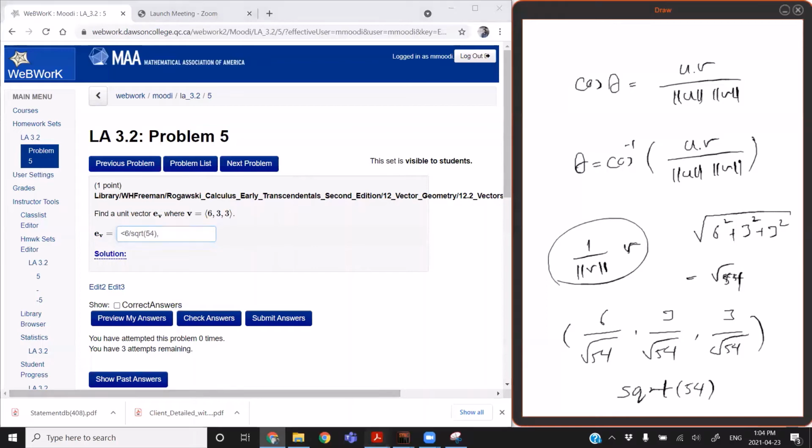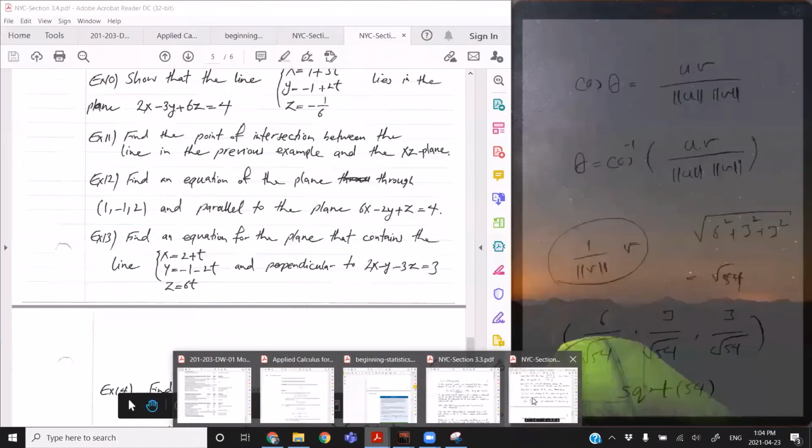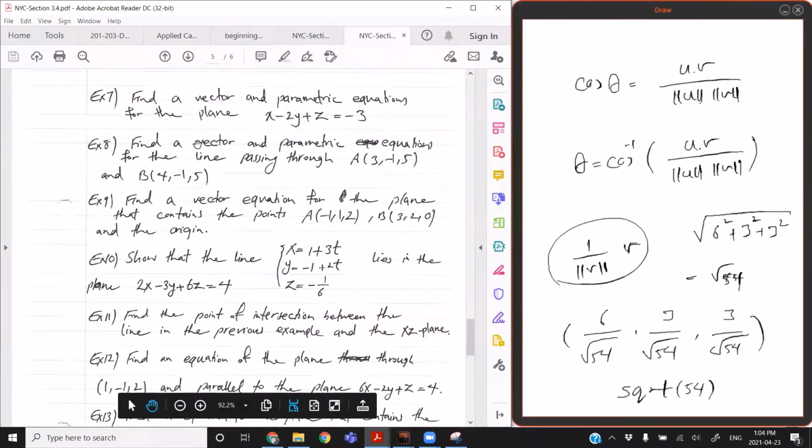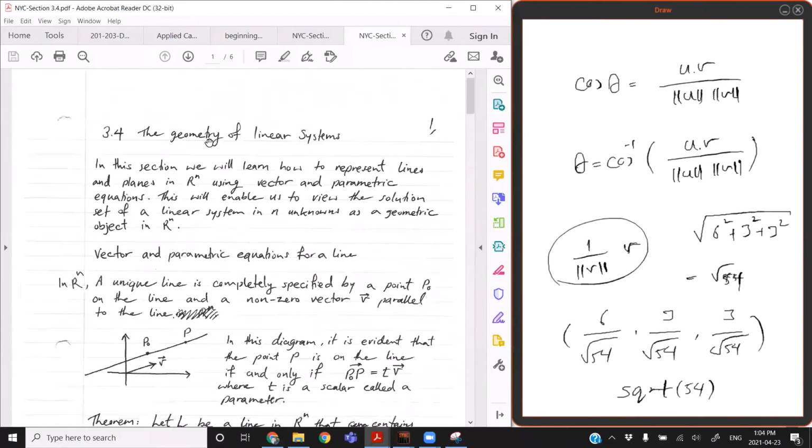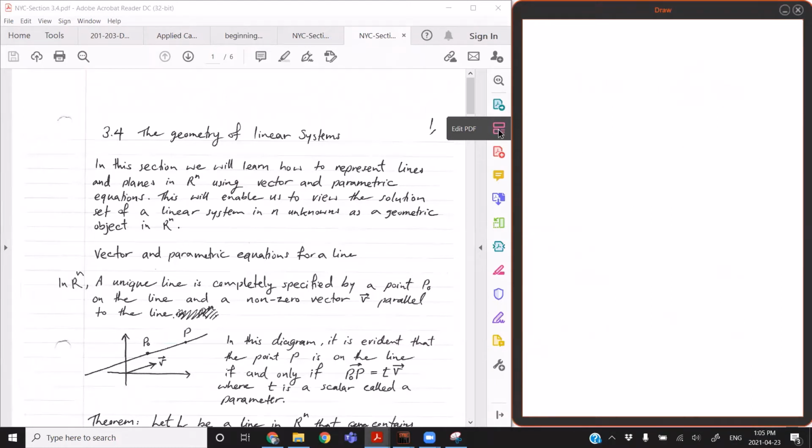Then today I want to begin section 3.4, which is about vector equation and parametric equation for lines and planes. So far we have learned how to write an equation for a line in R2.